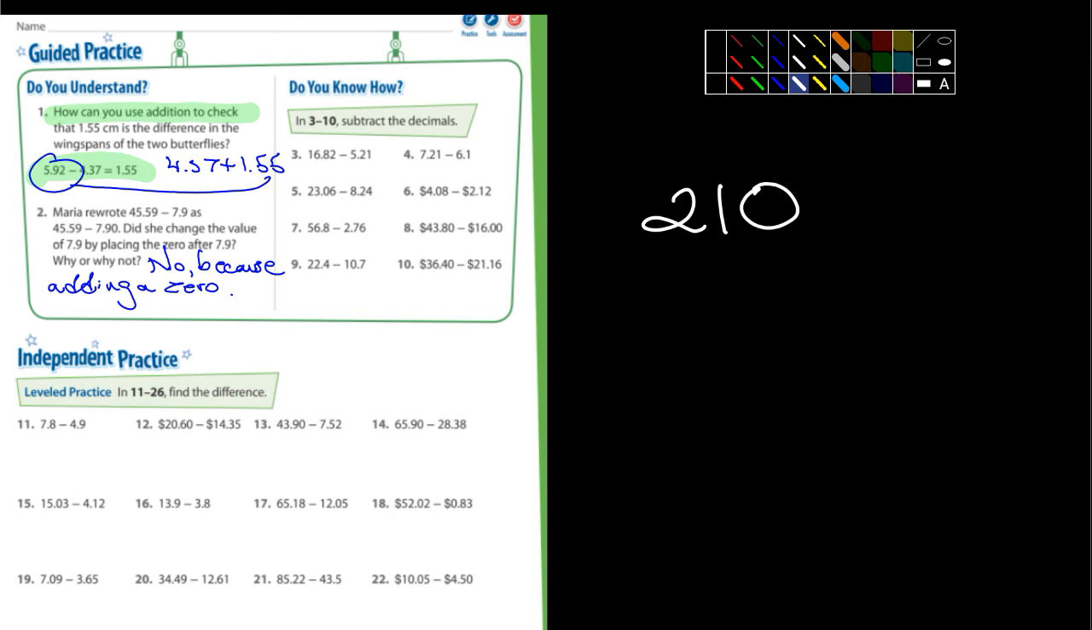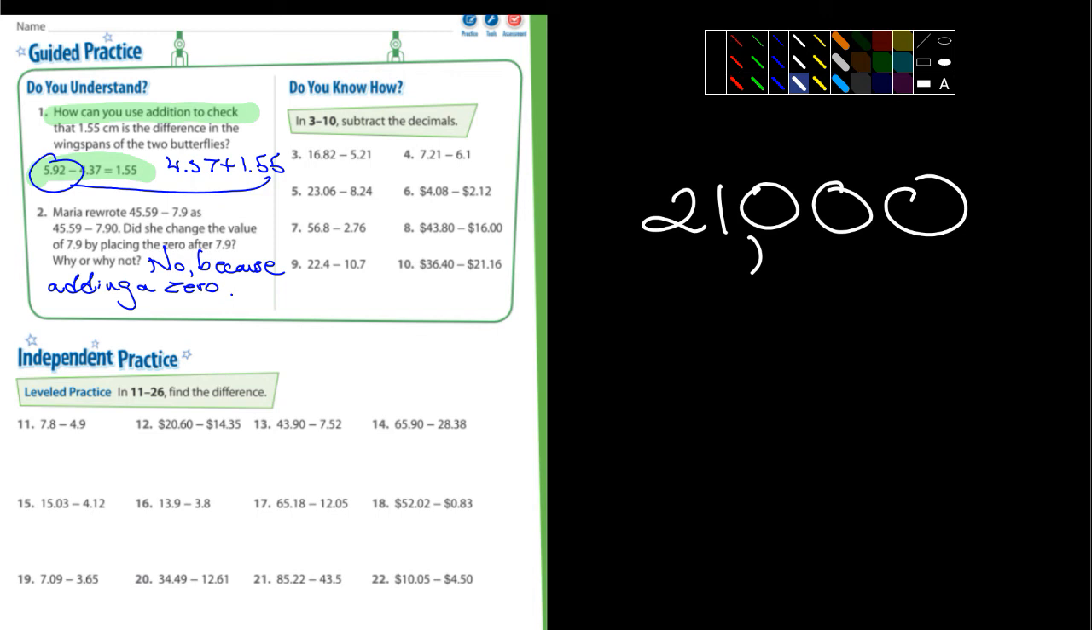What if I added another 0? Does it change its value? Yes. Yeah, it's now 2,100. What if I add another 0? Does it change its value? Yes. Yeah, it's now 21,000. Holy cow. So it makes a difference if I add a 0.